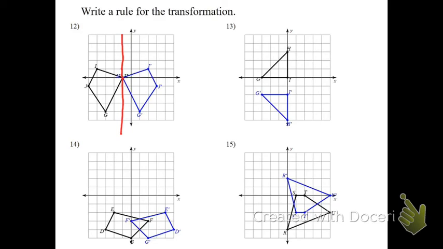And visualize folding it, okay? So what is the equation of that line? It goes through the x-axis at -1. So this reflects across x equals -1. Reflect across x equals -1.